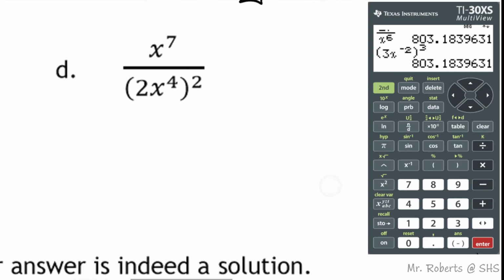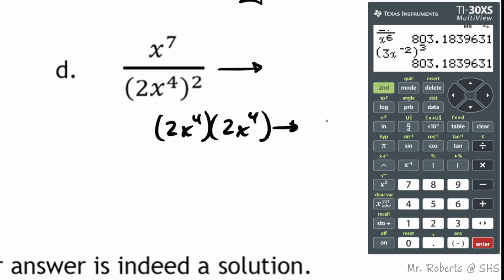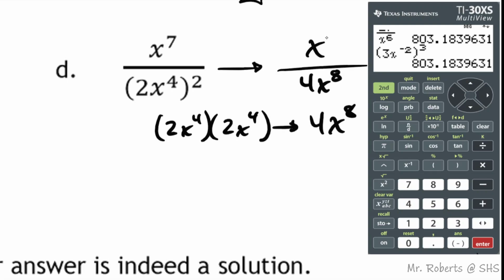The last one I have here is this. Let's square the denominator first. To square something means to multiply it by itself. So I've got 2x to the 4th times another 2x to the 4th. 2 times 2 is 4. X to the 4th times x to the 4th is x to the 8th. So that denominator is 4x to the 8th power, and the numerator is x to the 7th.